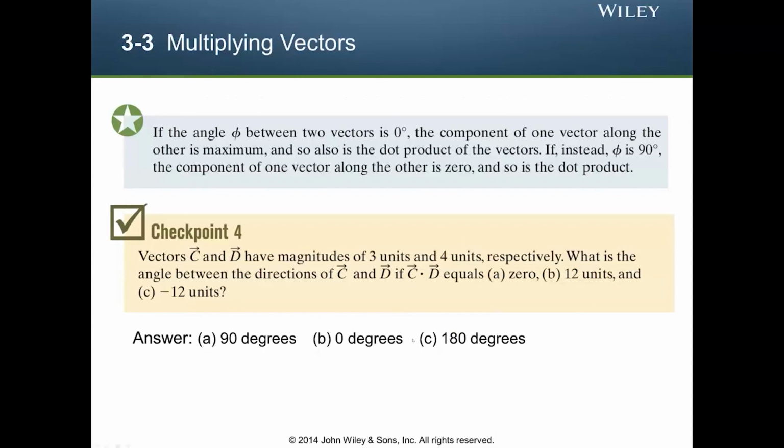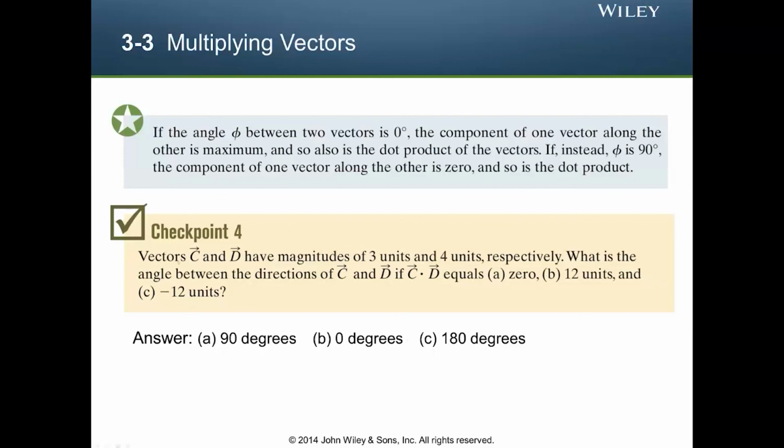Also, if the angle is instead 90 degrees, which now gives you cos 90, the component of one vector along the other is 0. So the dot product is 0. And remember, that's because we're multiplying by cosine. Cosine of 90 is 0, so you're multiplying the whole thing by 0. Even if you don't remember these specific rules, just remember the mathematical values of cosine and sine at the different angles.